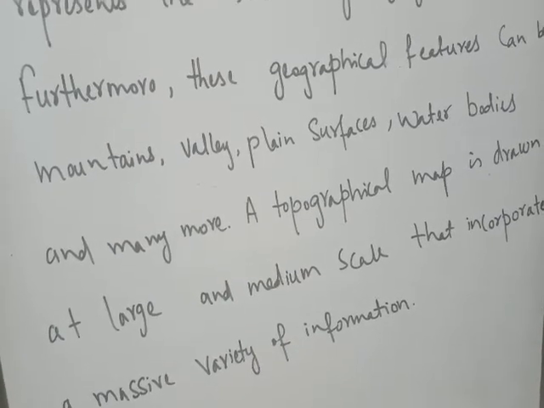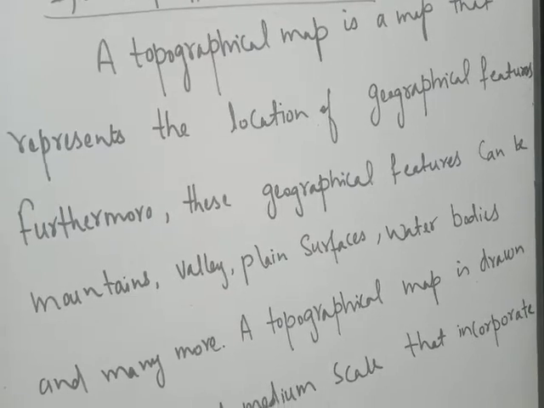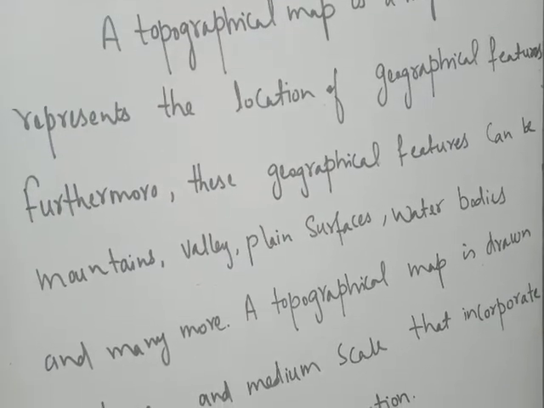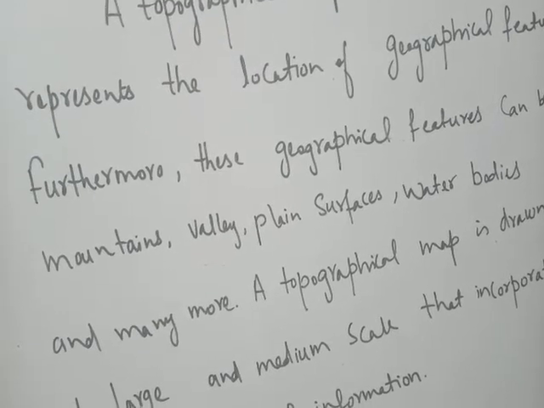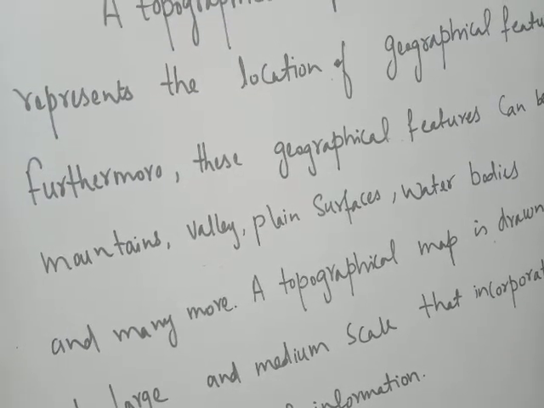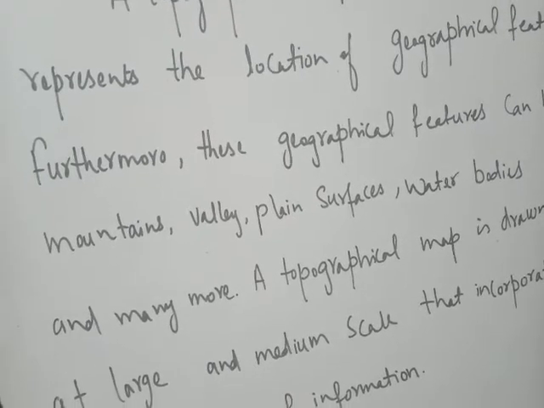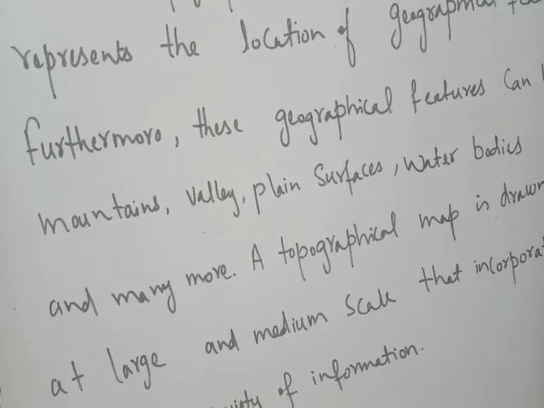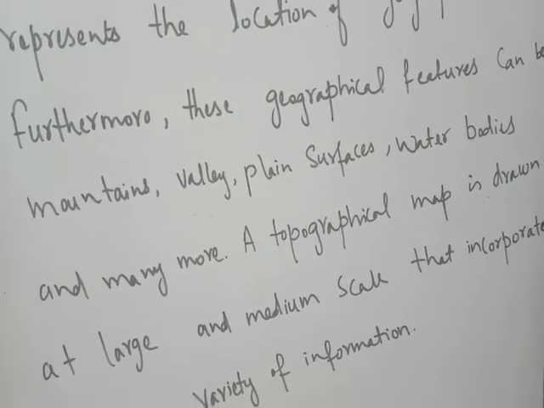So topographical maps are basically those maps which represent the location of any geographical feature. Okay, any geographical feature, what does it mean? Any physical feature, it could be a mountain, it could be a plain, it could be a plateau, it could be a valley, desert, water body, or any other thing. Okay, few examples have been used, but what does it mean? There could be any other thing.